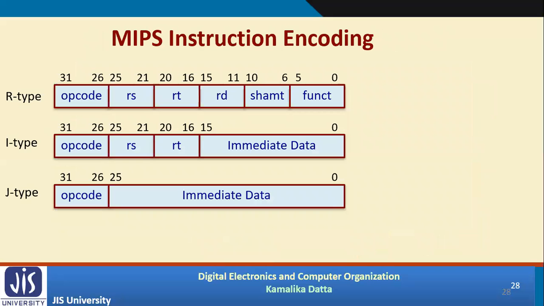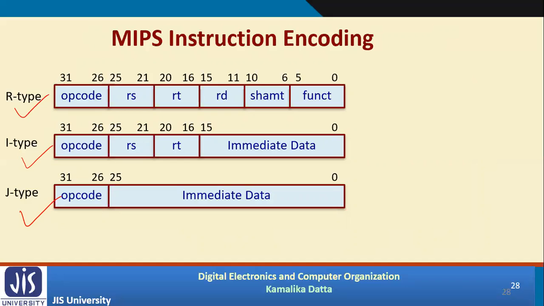Now, this is very important. You have been doing instruction encoding, right? You have already done all these things. Now, how instruction encoding is done in MIPS is based on this. You see, in MIPS, there are 3 kinds of instruction. One is called R type, one is called I type, and one is called J type. R type is basically register type, I type is immediate type, and J type is basically jump.